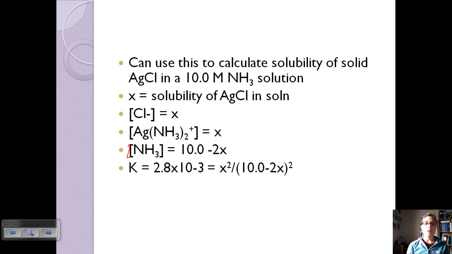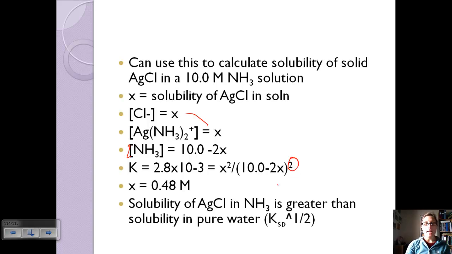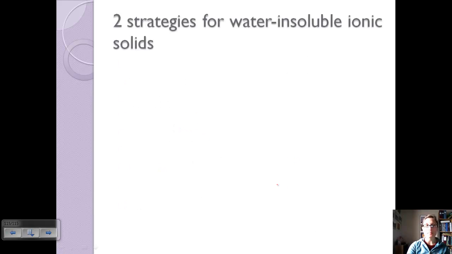And so our K value, which we know is 2.8 times 10 to the negative 3, is equal to x squared because these are on top, divided by the 10 minus 2x squared because of that 2 in the reaction. And so we get a molarity of 0.48, and so the solubility of silver chloride in NH3 is greater than the solubility in pure water, so we take the square root of the KSP.